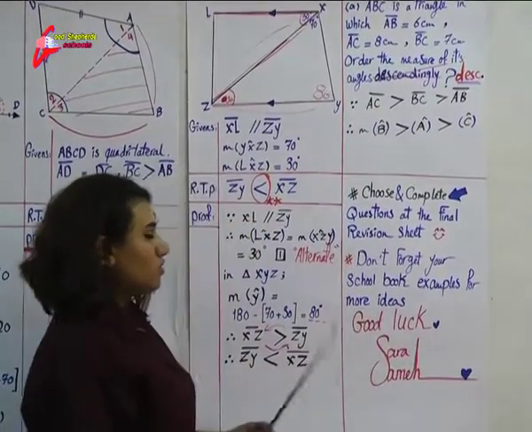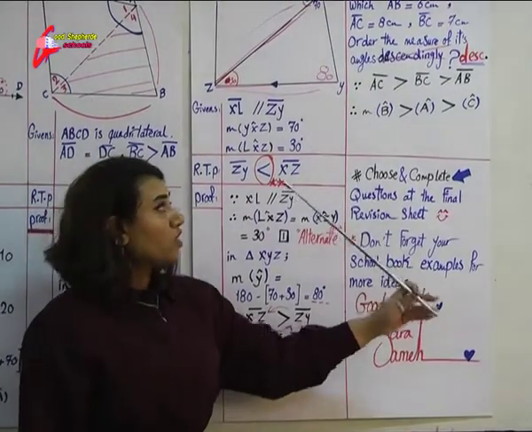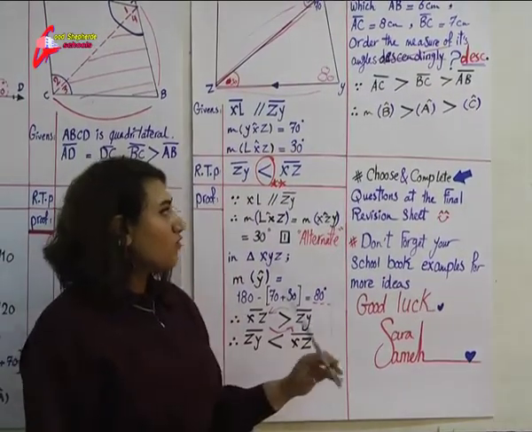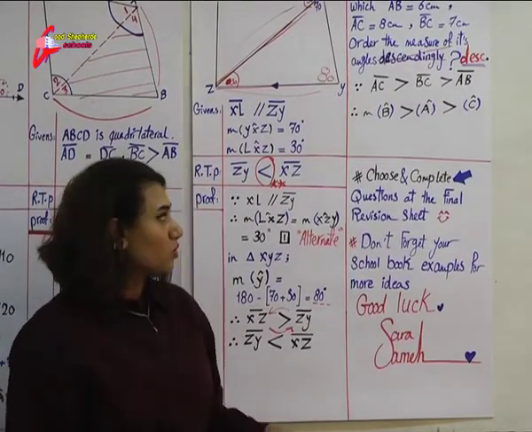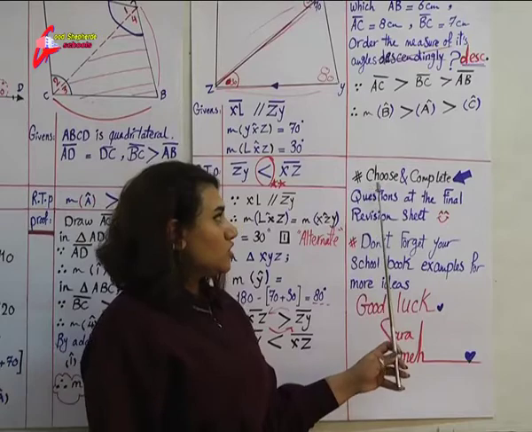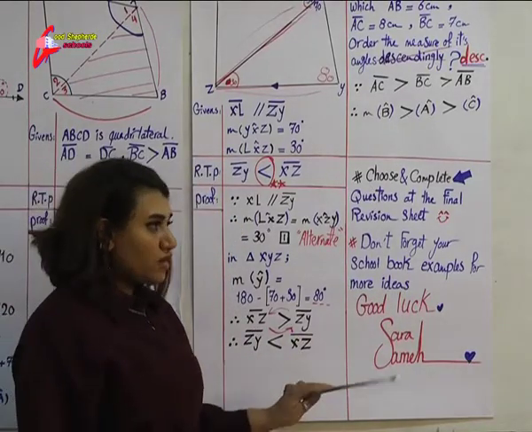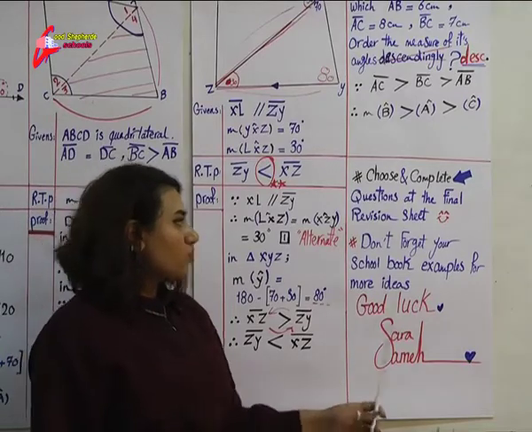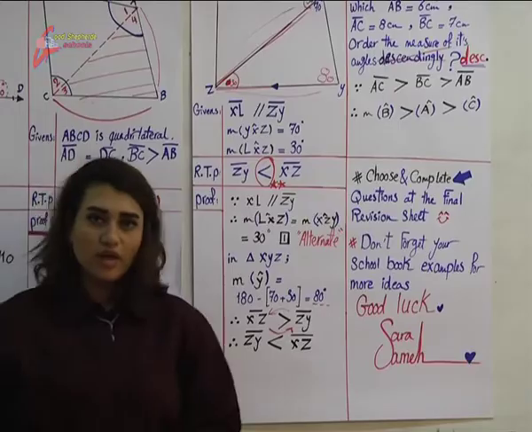Lesson 3, all of its questions come in complete and choose without proof, and don't forget to study it very well from your school book, the examples and the models in your school book. I wrote to you the choose and complete questions. I didn't give you all of them in the final revision sheet, and don't forget your school book examples for more ideas. Thank you, good luck, and goodbye.